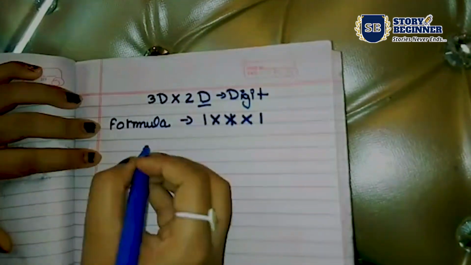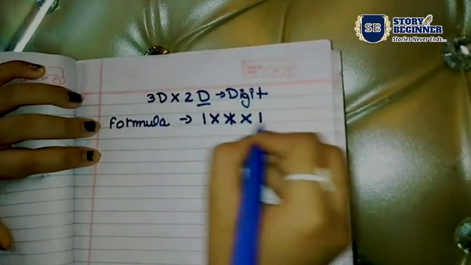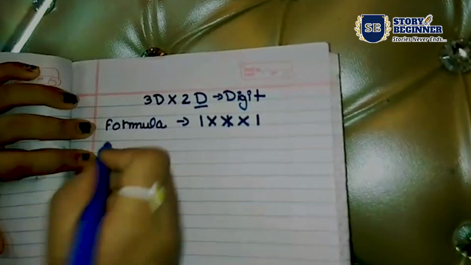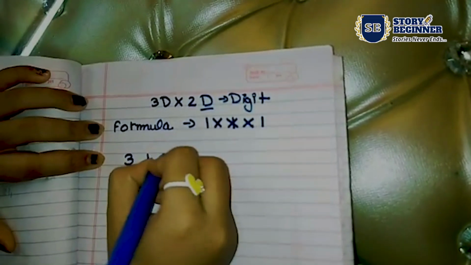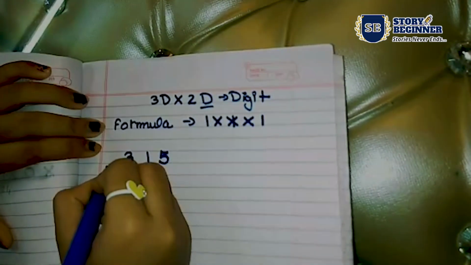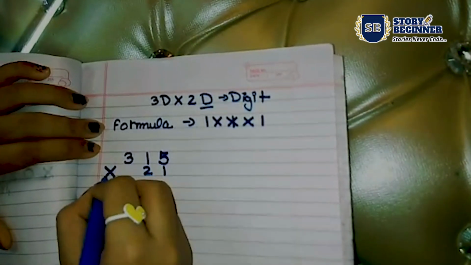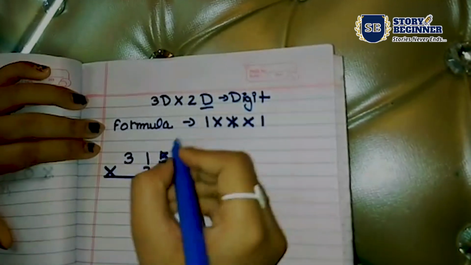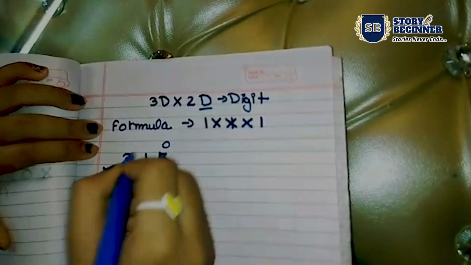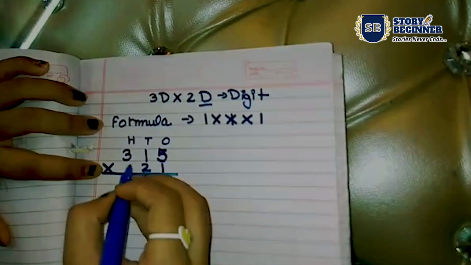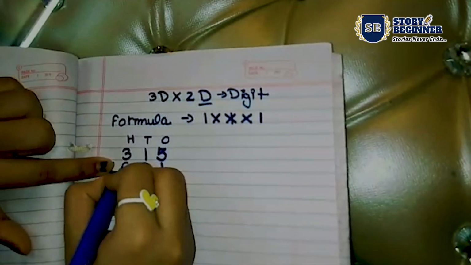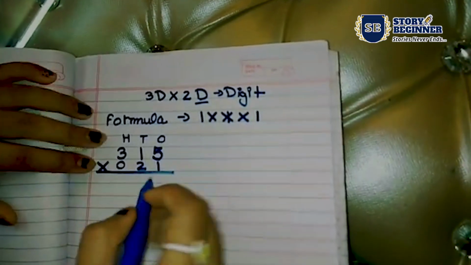With this formula we have to do all the calculation. Let's take an example: 315 multiplied by 21. Here we have ones place, tens place, hundreds place. Now we have to put 0 on any empty place.